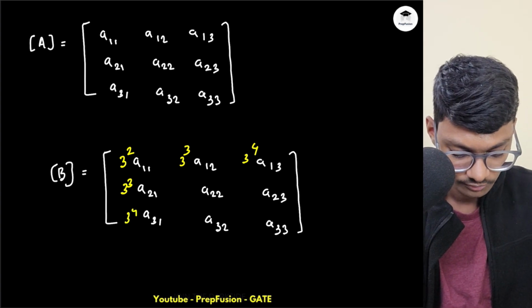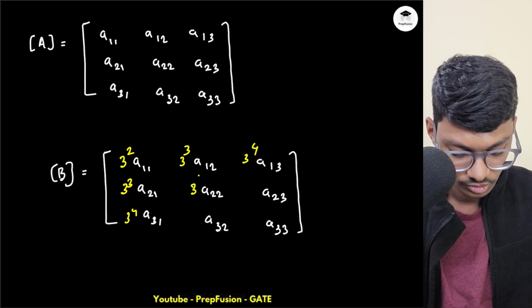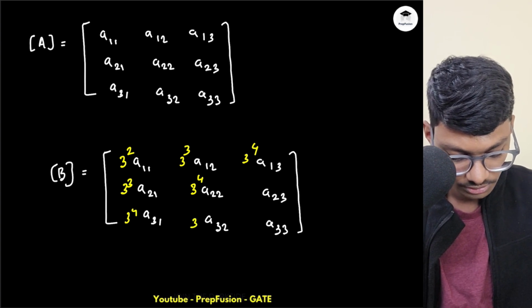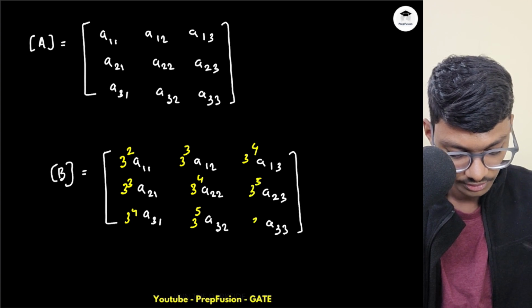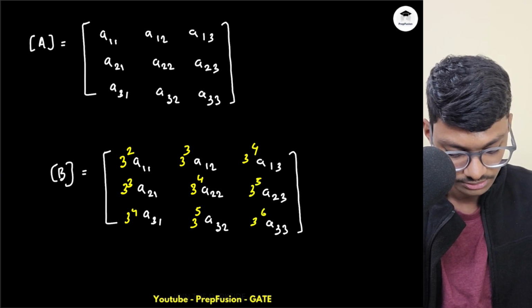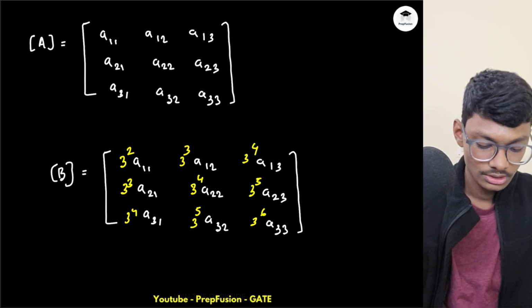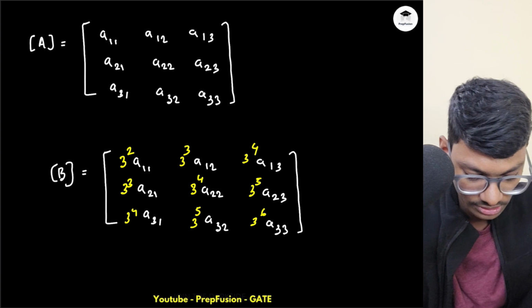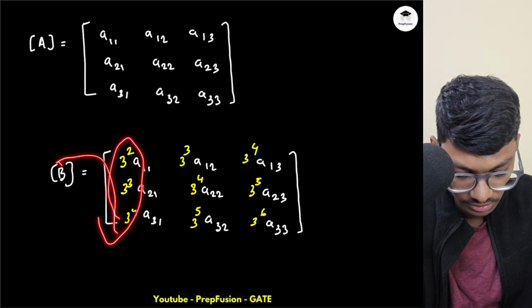This will be 3 to the power 4, and this will be 3 to the power 4 also, and this will be 3 to the power 5. This will be 3 to the power 5, and this will be 3 to the power 6. Okay, so now what can we do? We can take things common over here. We can take 3 square from here common.